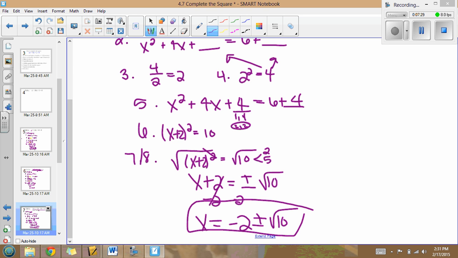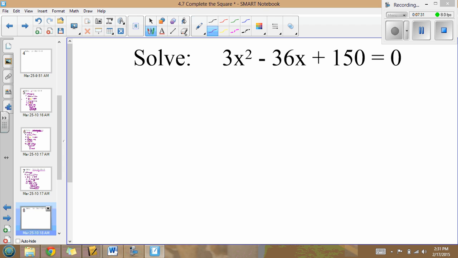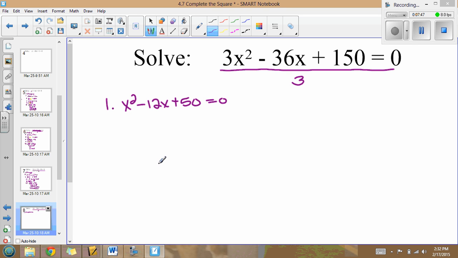Okay, so the next one. Again, you can see here that we have a 3 in front instead of a 1. So we're going to take all 3 terms and divide by 3. So I have x squared minus 12x plus 50 equals 0. Okay, I want to move C to the other side. So I'm going to put my plus blank.